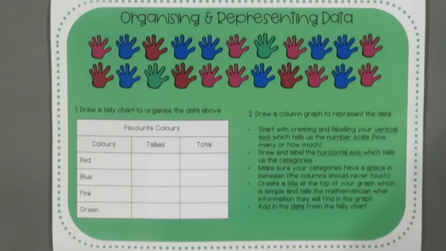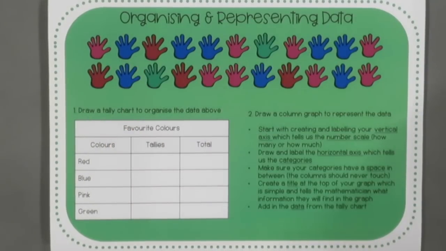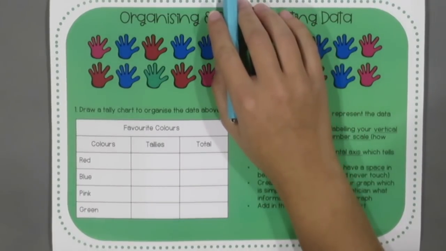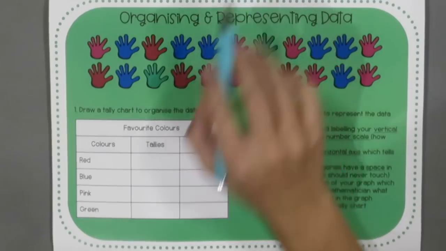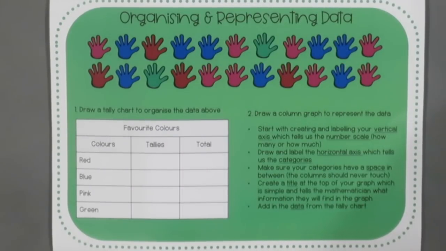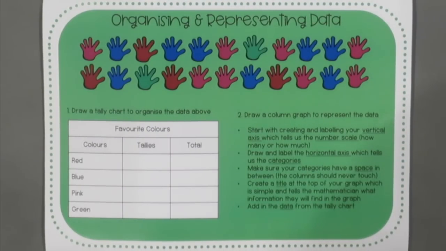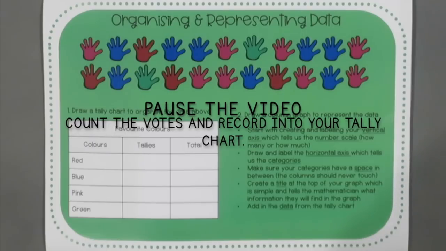Now it is time for us to tally up all of the votes for our favourite colours and record the data into the tallies and total sections into our tally chart. Take your time now to pause the video and count up all of the colours and record it in your tally chart. Do that for me now.